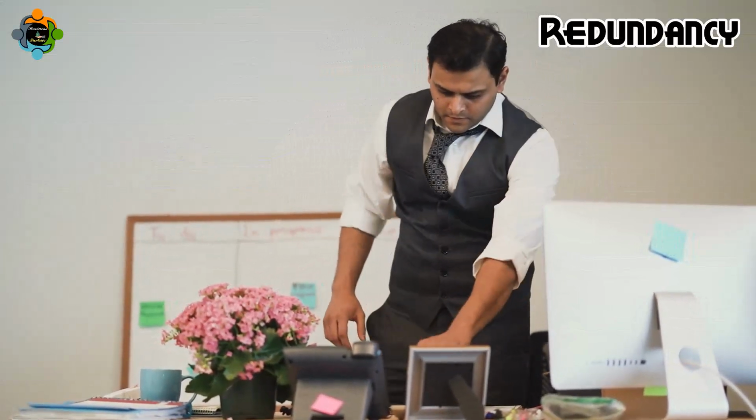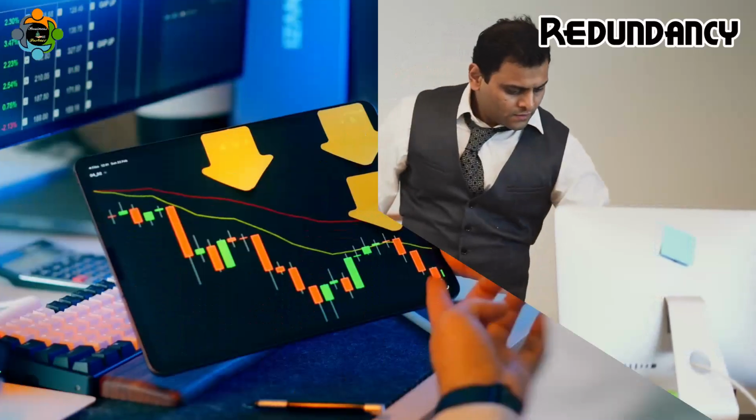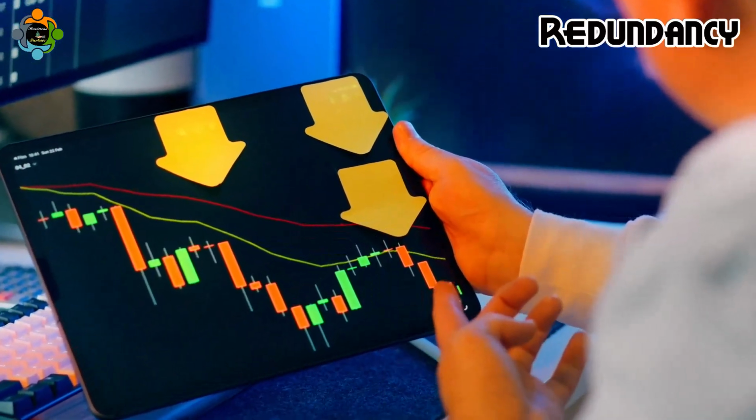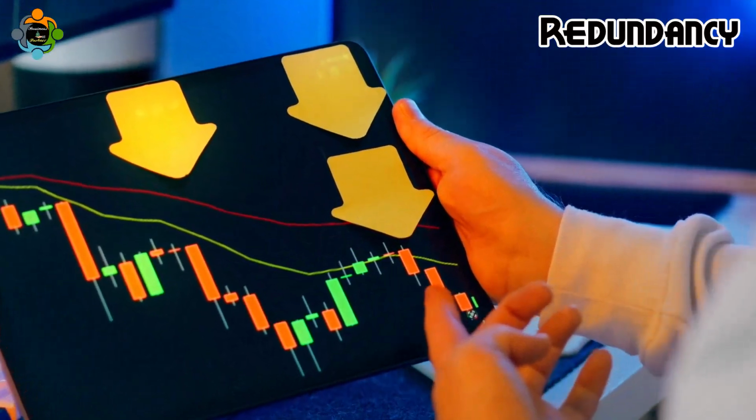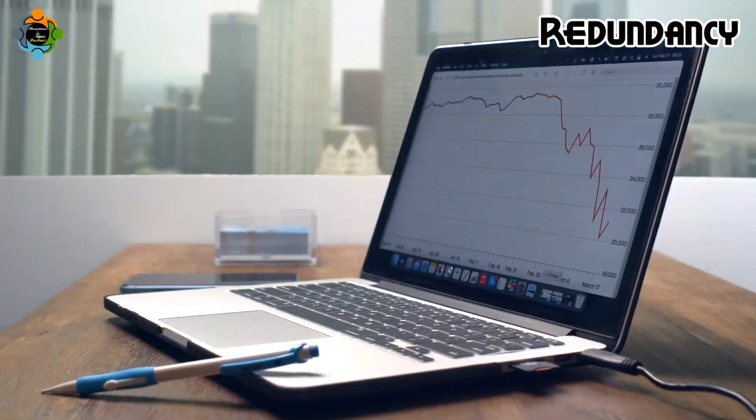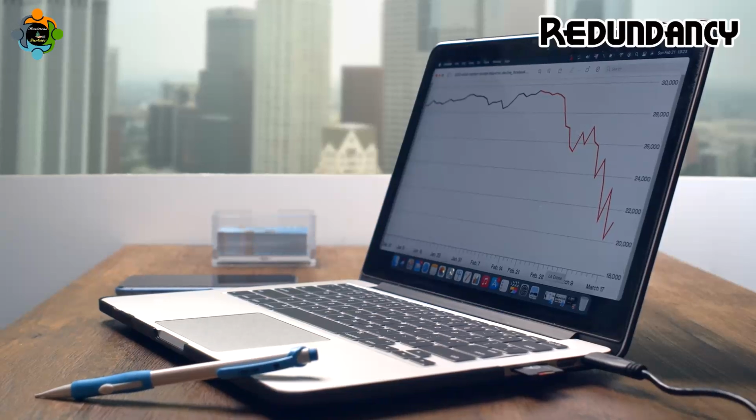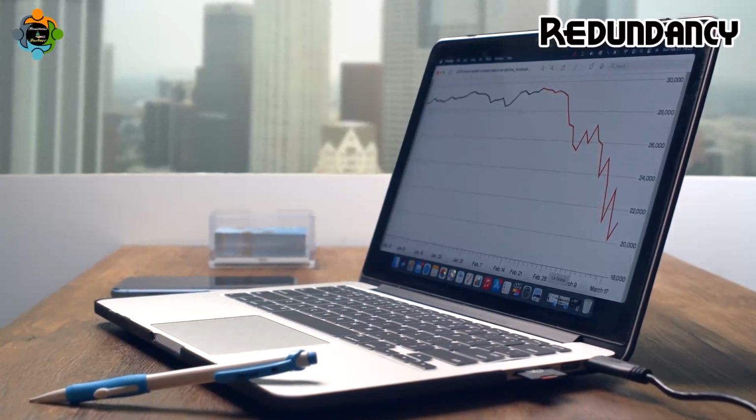Redundancy, on the other hand, happens when a job role is no longer needed, meaning the employee loses their position through no fault of their own. A typical real life example is a business experiencing a significant drop in sales during an economic recession, forcing it to downsize to stay afloat.